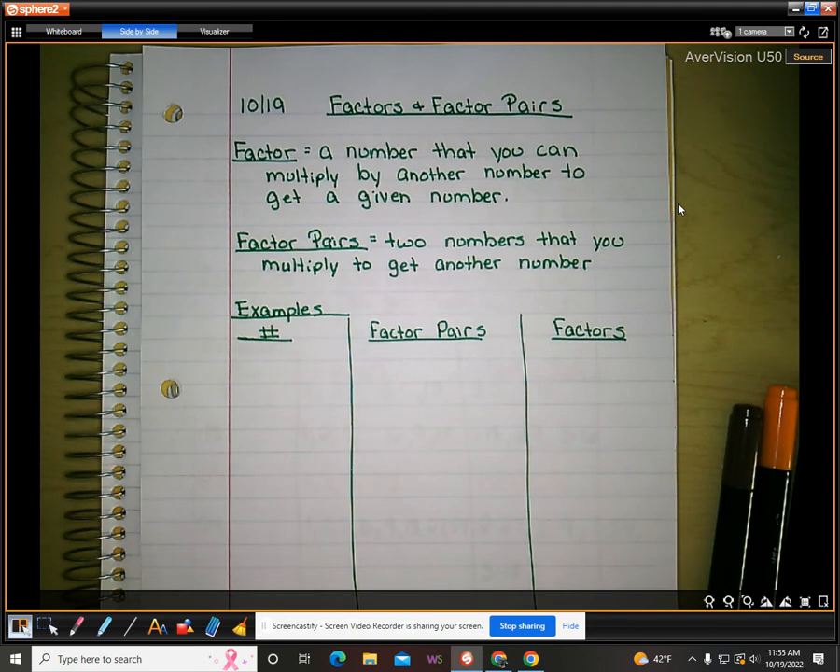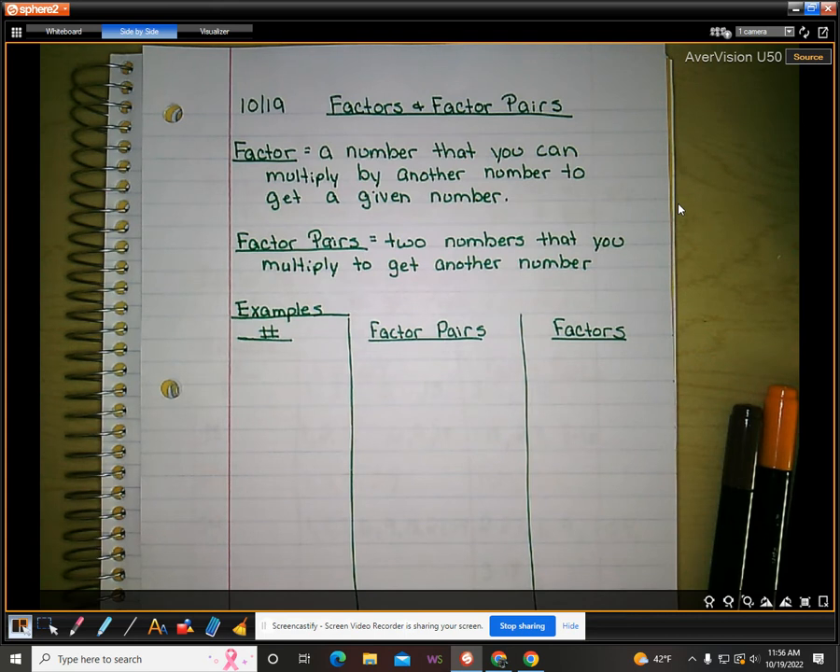Ayana? Close. 5 and what? John? 5 and 8. Super close. Mason? 5 and 9. Okay, so those are 2 factors of 45, 5 and 9. Now, here's one thing you need to remember. 5 times 9 is the same as 9 times 5. Order doesn't matter when you multiply.